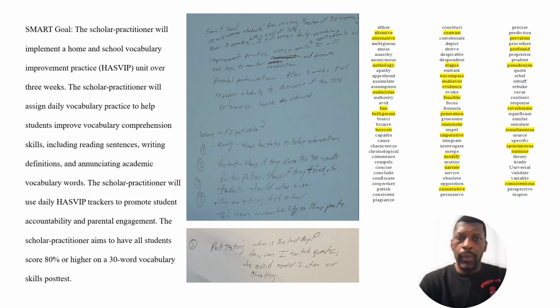HASVIP vocabulary words were selected from the literature on academic words for 8th grade students. Although the recommended list of words is 97, the scholar practitioner selected 30 words from the list for the study. The literature stressed a relationship between parental involvement and student achievement. The scholar practitioner's intervention entailed the parental engagement component to increase outcomes potentially.